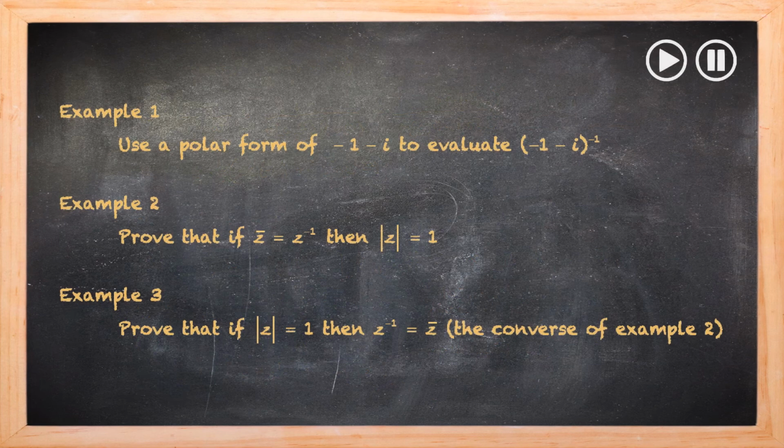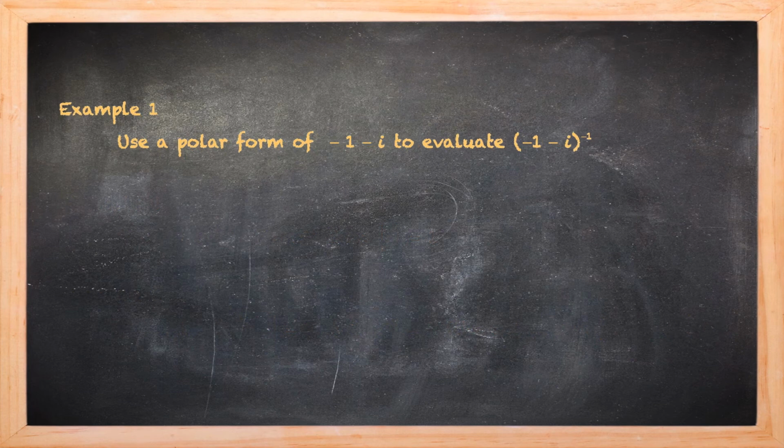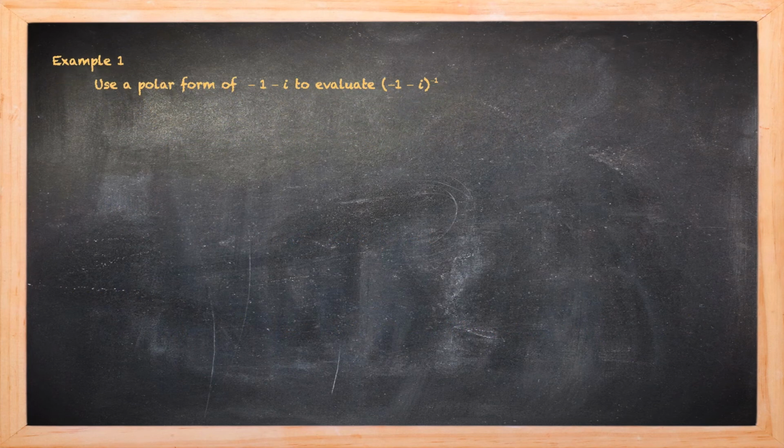So it's now time for you to get involved. Here are 3 examples if you would like to stop the video just now and try them, and then we'll discuss the solutions. So let's first tackle example 1. We're looking at the complex number -1 minus i, and we're asked to use polar form in our procedure to find the reciprocal of z.